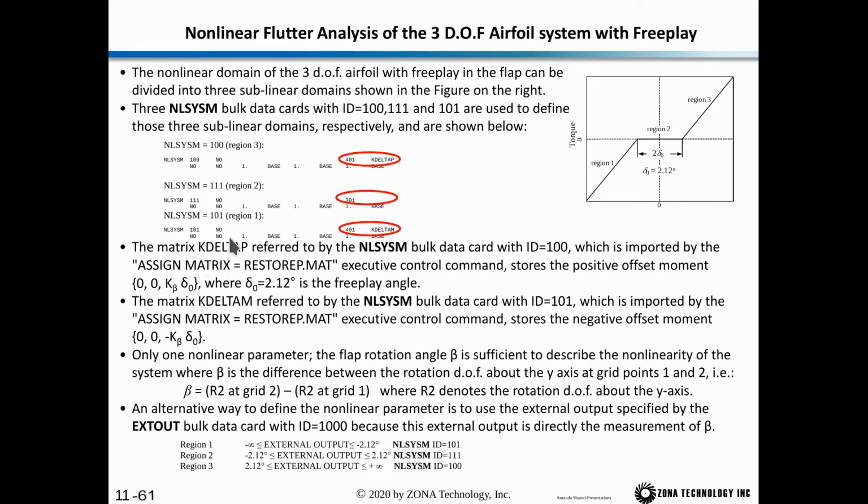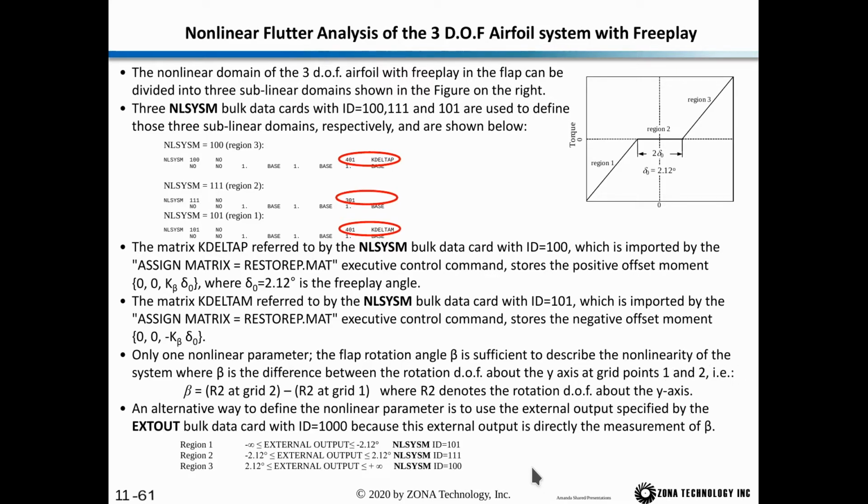So the matrix K delta P is the same as before, and K delta M is the same as before as well. And then only one nonlinear parameter is used, the flap rotation angle beta, which is used to describe the nonlinearity of the system, where beta is the difference between the rotational degree of freedom about the y-axis of grid points 1 and 2.